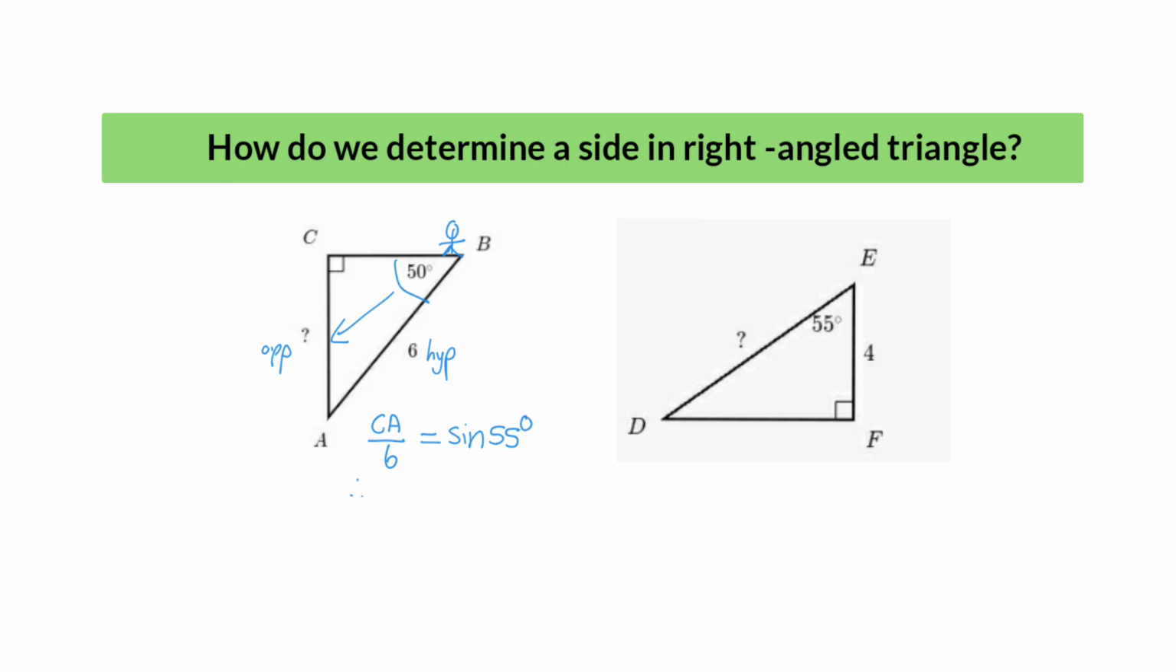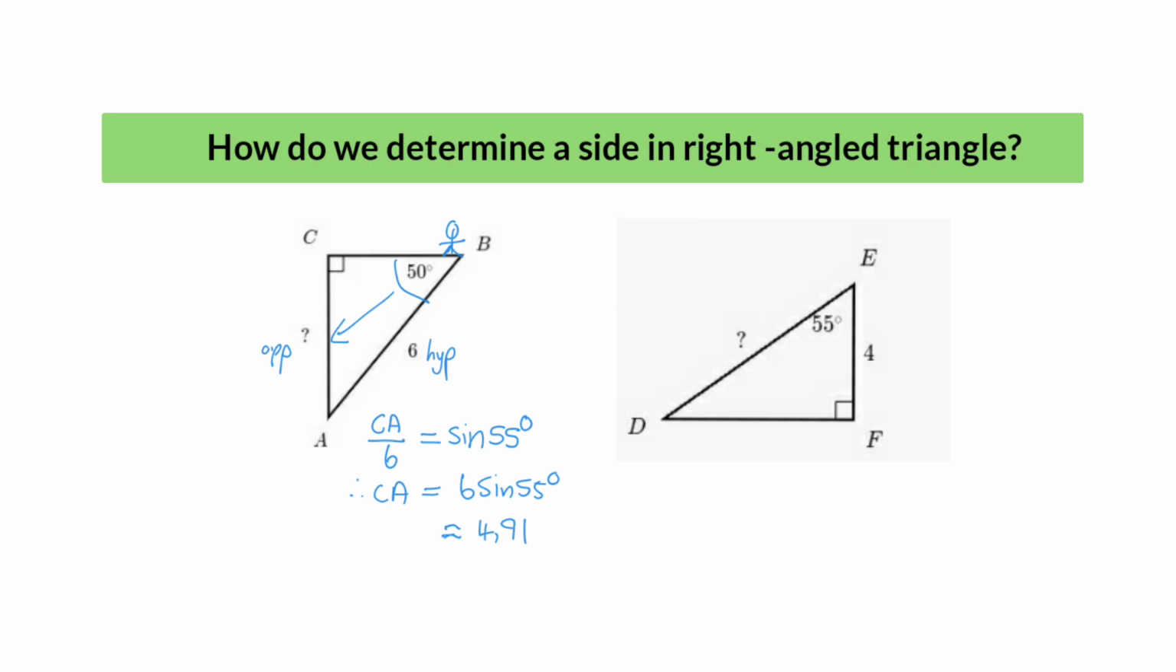Now all I need to do is solve for CA by multiplying with 6 on both sides. And then I just use my calculator to work out 6 times sin 55, equals 4.91. That is rounded off, so I might as well make that rounded off sign. Okay, easy, eh? Let's go to a slightly more difficult one.